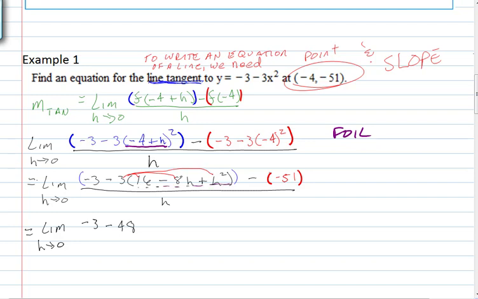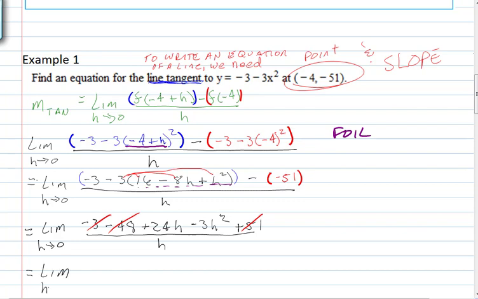You see that? So let's go back. Negative 3 minus 48 plus 24h minus 3h squared plus 51, all over h. Well, negative 3 minus 48 is negative 51, isn't it? So this is going to cancel out with these. Do you agree? And then that leaves us a common factor, doesn't it?